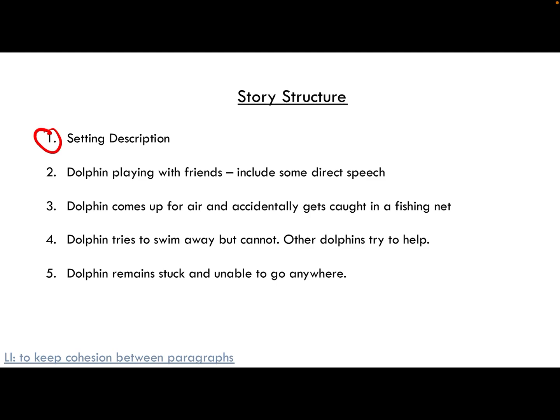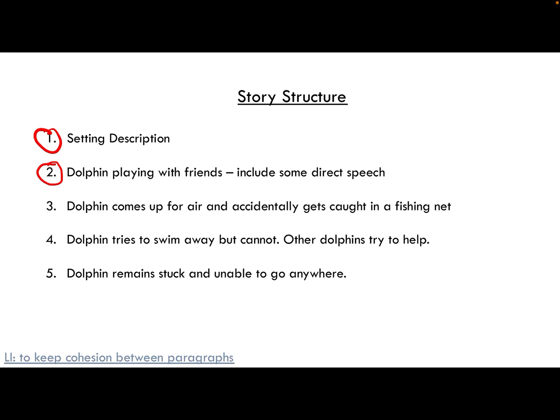So we've got a setting description. We're going to start by setting the scene. We're not going to talk about the characters yet. We're just going to describe our setting, where it's taking place. Number 2, we've got dolphins playing with friends. So now we're starting to introduce the main character.